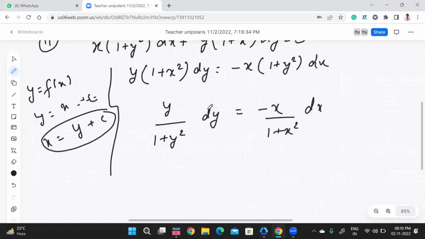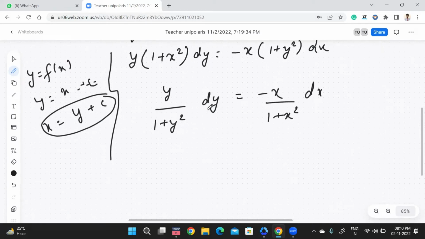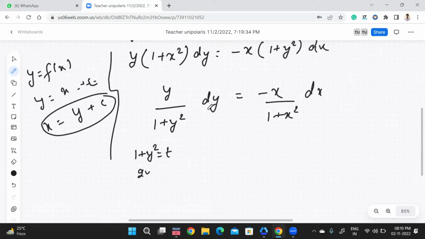Also, since it's y square and x square, for this, do we use substitution? Yes, here we can use substitution. So if you put 1 plus y square as t, we get 2y dy as dt, and we get y dy as dt by 2.